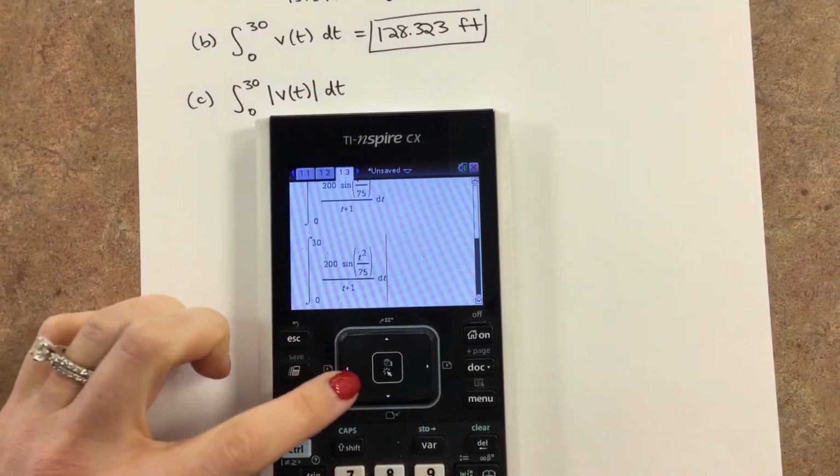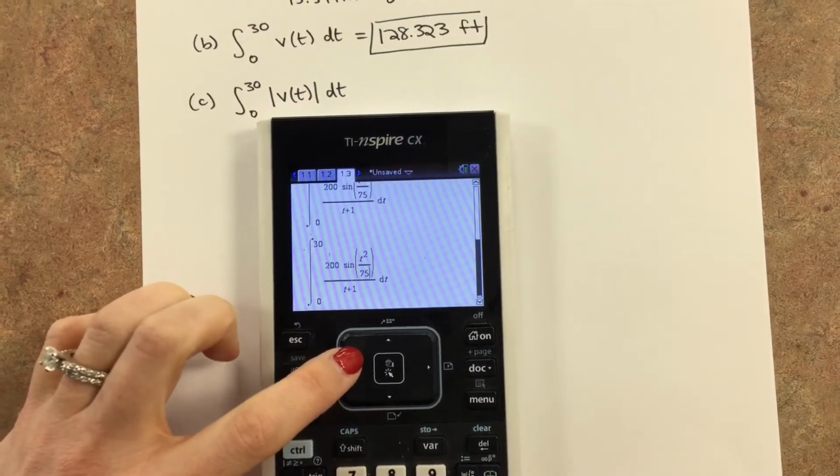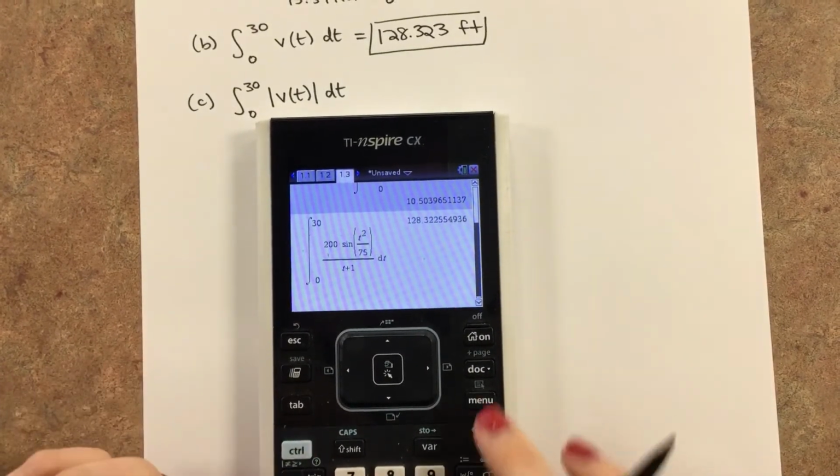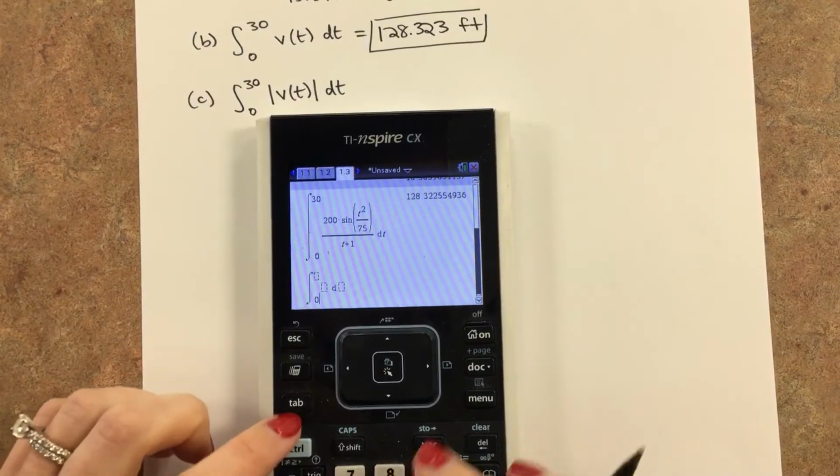So I'm going to see if I can just add them in here. It might not work. I feel like it's not going to. I'm going to forget it. All right, let's try again. 0 to 30.